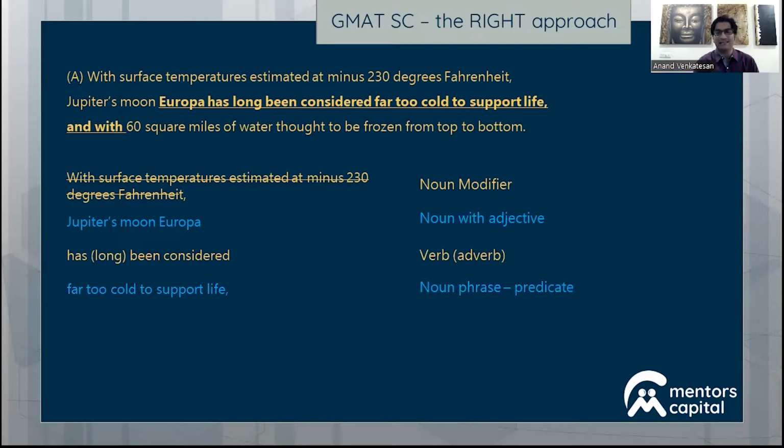So this acts as the predicate. So this is like a noun phrase that acts as the object to the sentence, right? So the verb describes an action, and the doer of that action is Europa. What has been considered? Europa has been considered. What has it been considered as? Well, it has been considered as far too cold to support life.